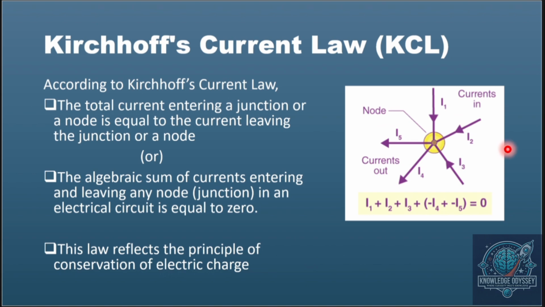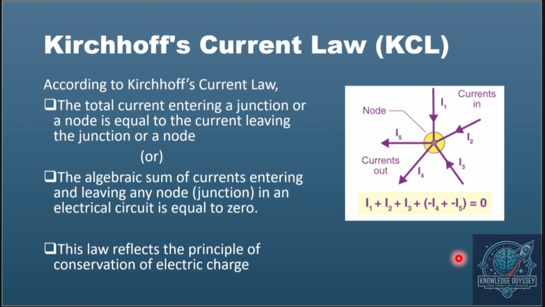In the picture shown aside, there is a node and currents are entering the node and leaving the node. Let us assume the currents entering as I1, I2 and I3 and the currents leaving as I4 and I5. Now according to Kirchhoff's law, the sum of all these currents should be equal to 0. So the sum of currents entering, which is I1 plus I2 plus I3, and the sum of currents leaving, which is I4 and I5. The currents leaving are negated because they are going out of the node. So now I1 + I2 + I3 + (-I4) + (-I5) = 0. This is Kirchhoff's current law in precise.